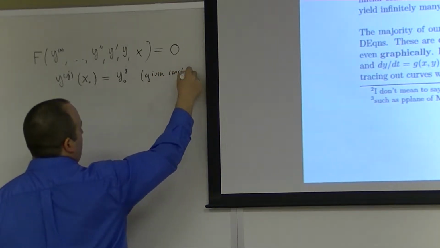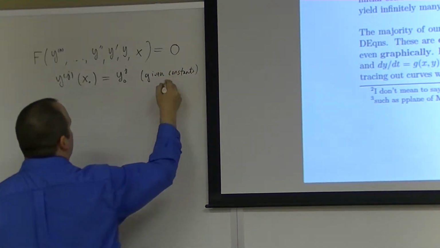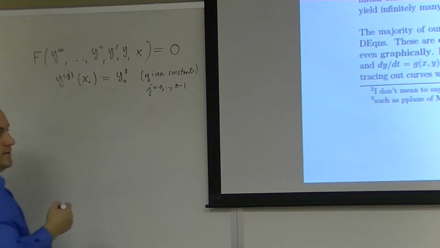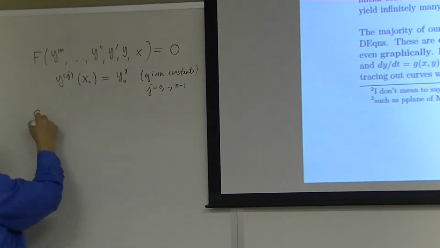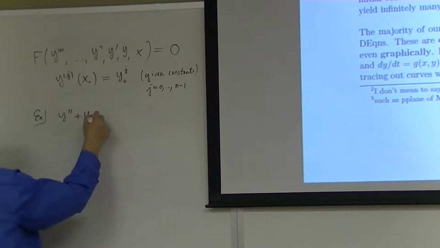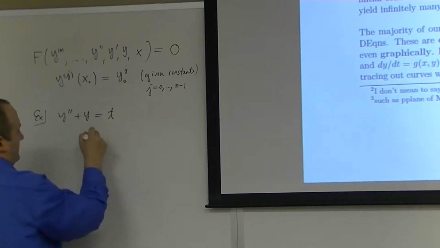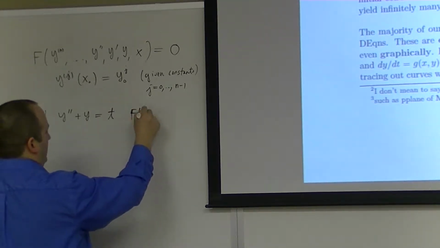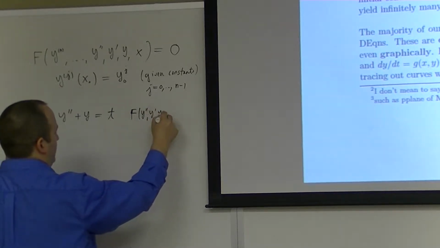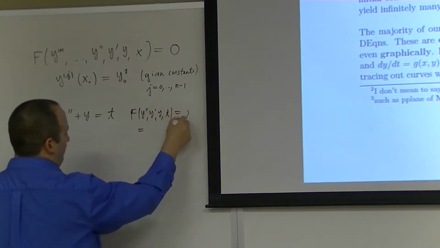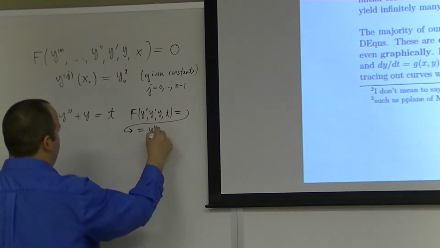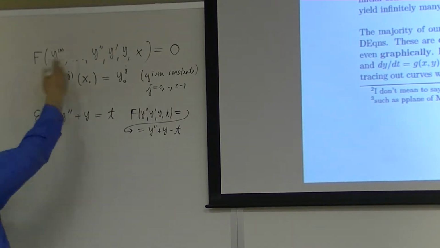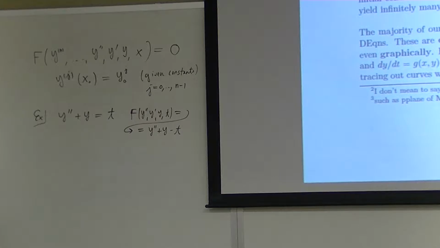The point is that you're given conditions for j equals 0 all the way to n minus 1. So, for example, if I gave you y prime plus y equals t, I could have t over there. In this case, the f I'm talking about, we would have f of y prime, y, t equals, let's see here, it could be y prime plus y minus t. You can always do this, right? The differential equation is some sort of big old function of a bunch of variables.